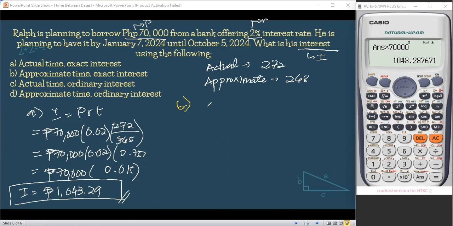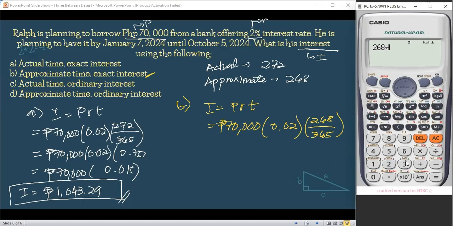Now, how about the approximate time naman but exact interest? So again, that is I is equal to PRT. Again, that is 70,000 times the rate of 0.02 times the time of approximate, that is 268 all over 365. Kasi nga po, we're still dealing with exact interest. So that is 268 divided by 365. That will give us 0.73.